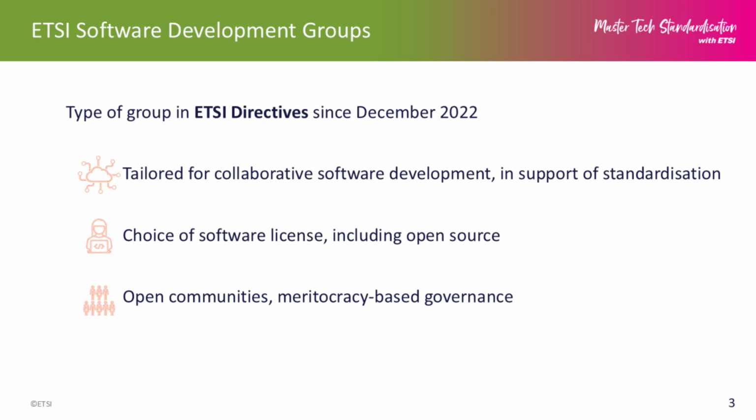The SDGs were added to the ETSI directives back in 2022 with the aim of bringing open source software development and standardization closer together. They are tailored for collaborative software development in support of standardization, with ETSI providing expertise, tools, processes and governance. The group members are free to develop their work program, roadmap and scope. At creation time, they can also choose the type of software license. This creates a truly open community.